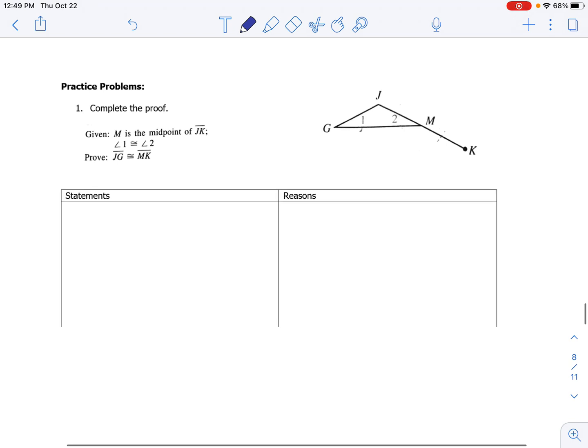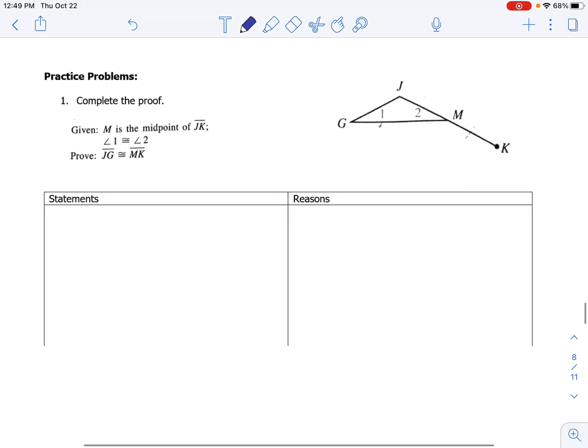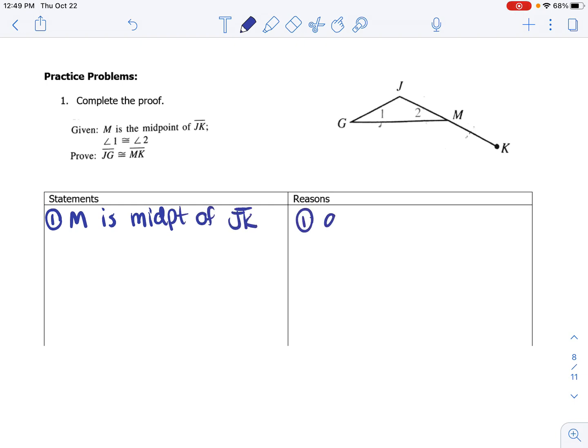Okay, so let's look at an example of how we can use these theorems in proofs. I'm going to write down the given, and I want you to as well. M is the midpoint of segment JK. That's our given. And also angle 1 is congruent to angle 2. We want to prove that JG is congruent to MK.